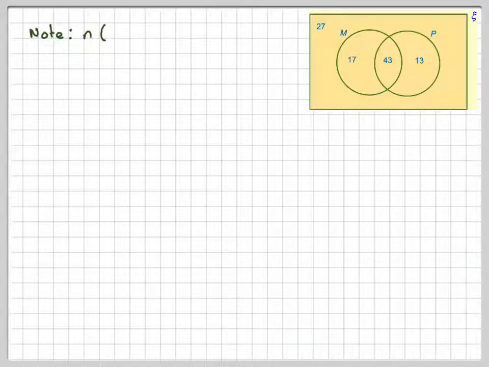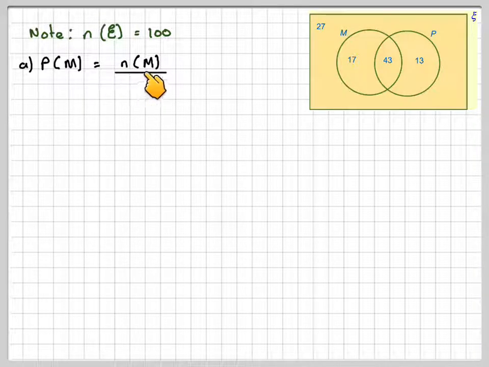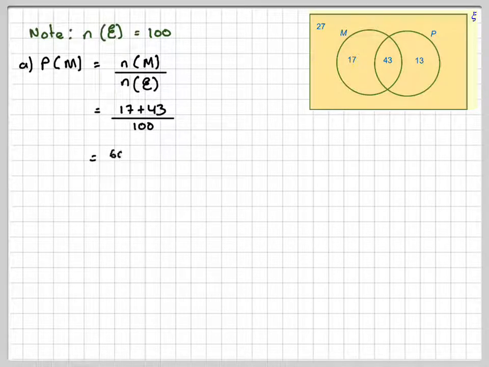So the first case is to note that the number in the universal set is 100. If we add these up, 27 plus 17 plus 43 plus 13, we get 100. And so the probability of M: the formal definition of probability is the number in the set M divided by the number in the universal set. Now the number in the set M is 17 and 43, and then we divide that by 100, so it's going to give me 60 over 100, and cancelling down we get 3 out of 5.